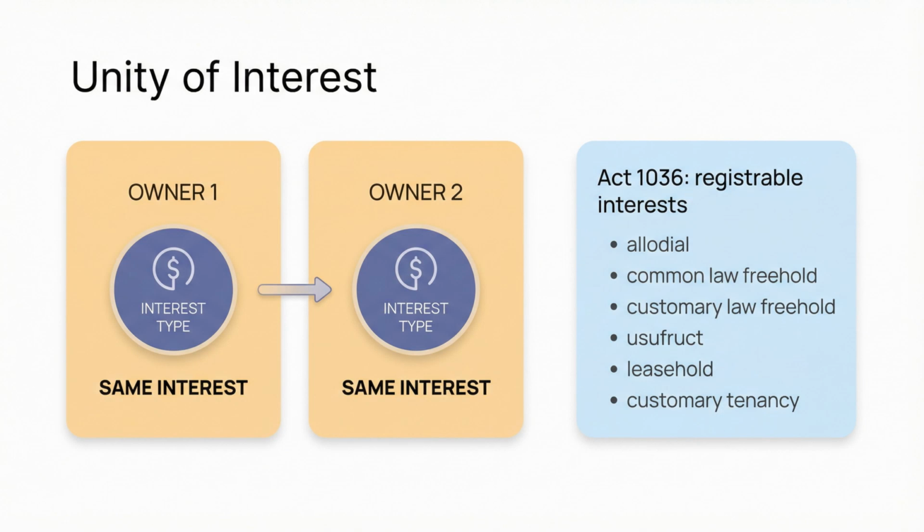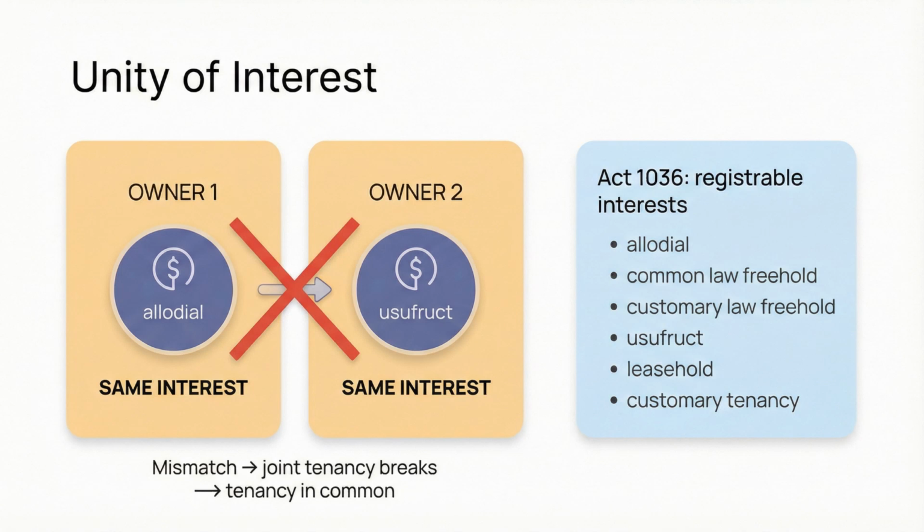Unity of interest requires that all joint tenants hold the same kind of interest and for the same duration. The material ties this to Act 1036's notion of registrable interests, like allodial title, freeholds, usufructs, leaseholds, and customary tenancies. In joint tenancy, the interest type must match across co-owners. If one person holds, say, an allodial title, while another holds a usufruct in the same land, the unity of interest is missing. The consequence is severance. The arrangement cannot remain a joint tenancy and is treated as a tenancy in common.